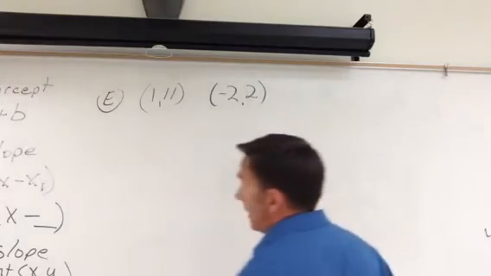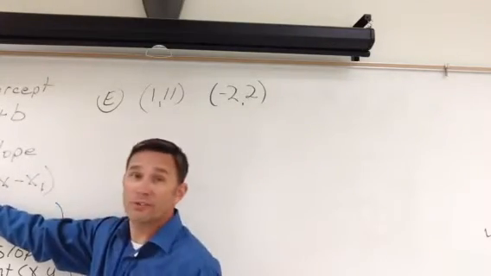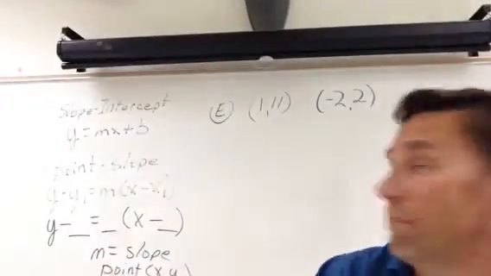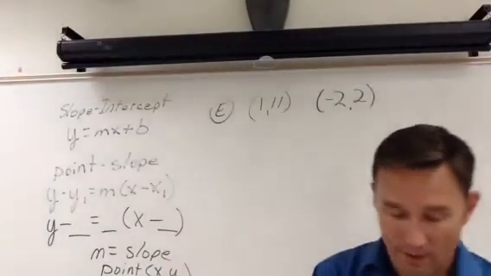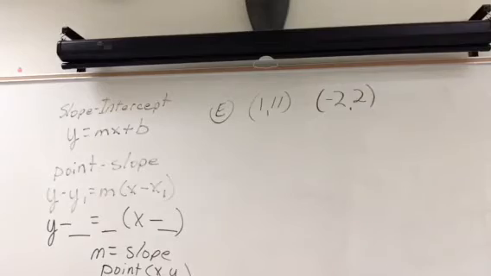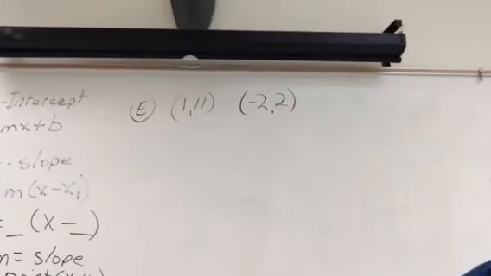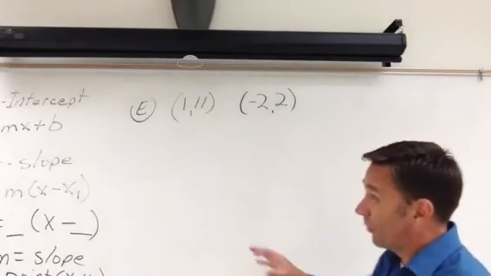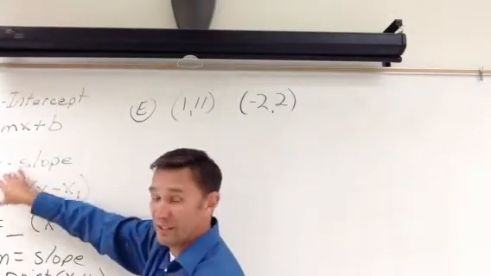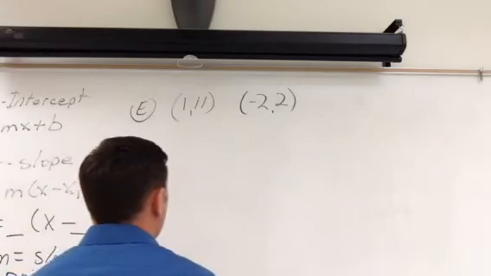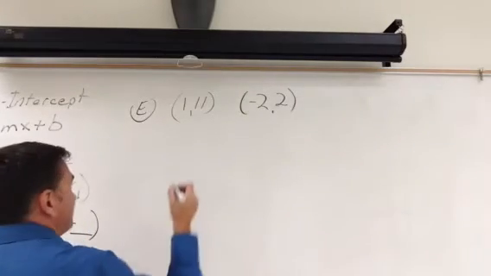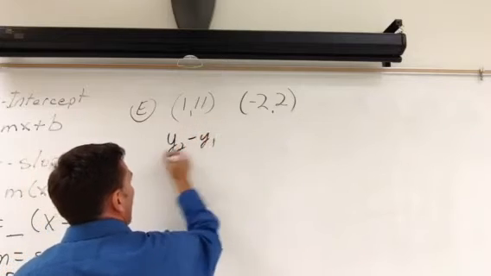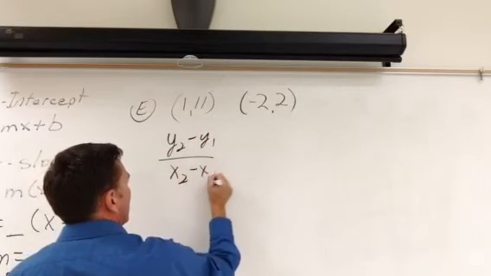Now, we do have a point, so we can use this point slope formula, maybe. Okay? But we don't have the slope. But what did we learn earlier in this chapter? How to find the slope given 2 points. So before we even mess with this, we need to find the slope. So the slope formula, y2 minus y1 over x2 minus x1.